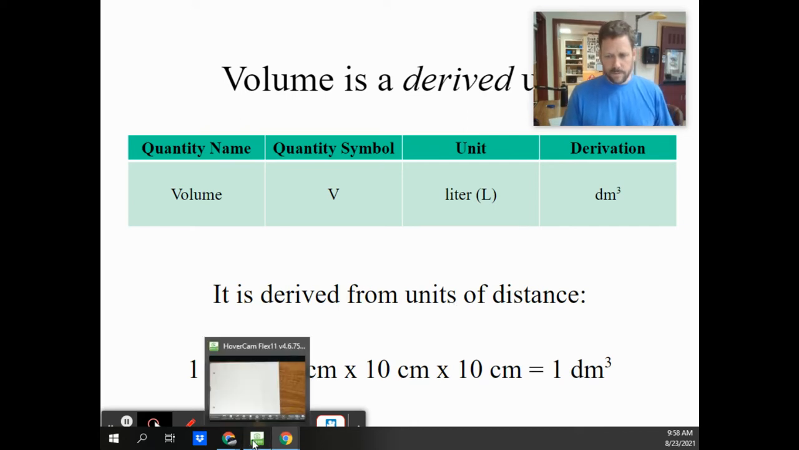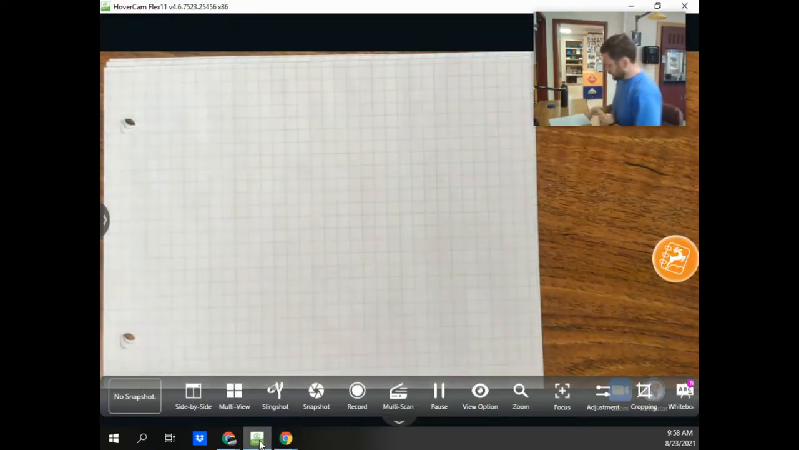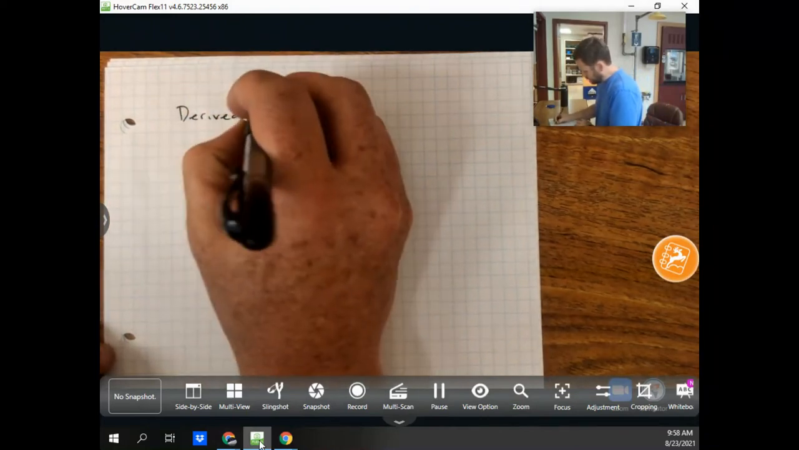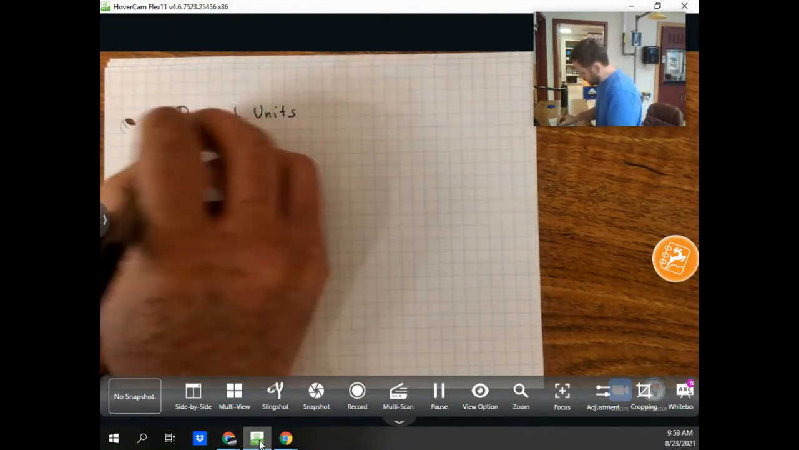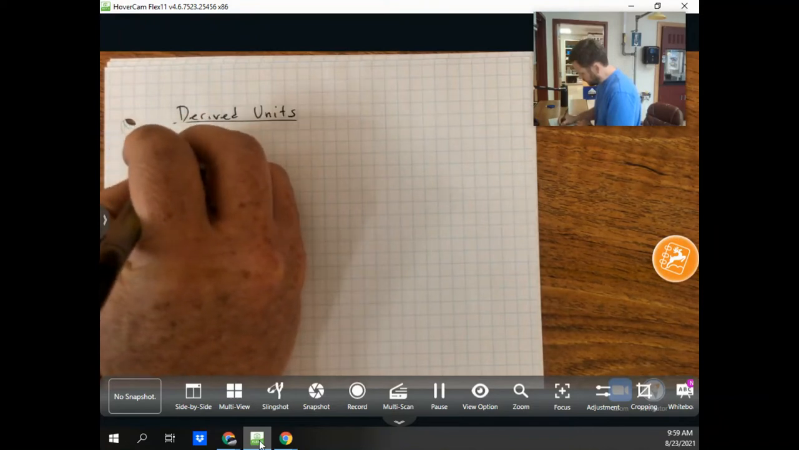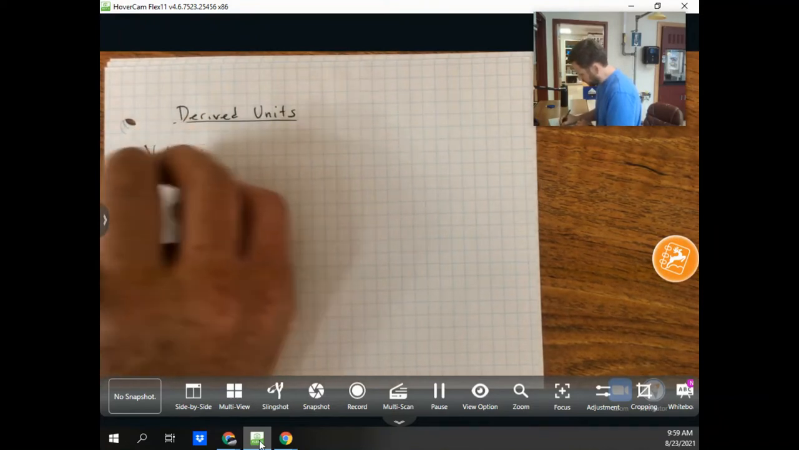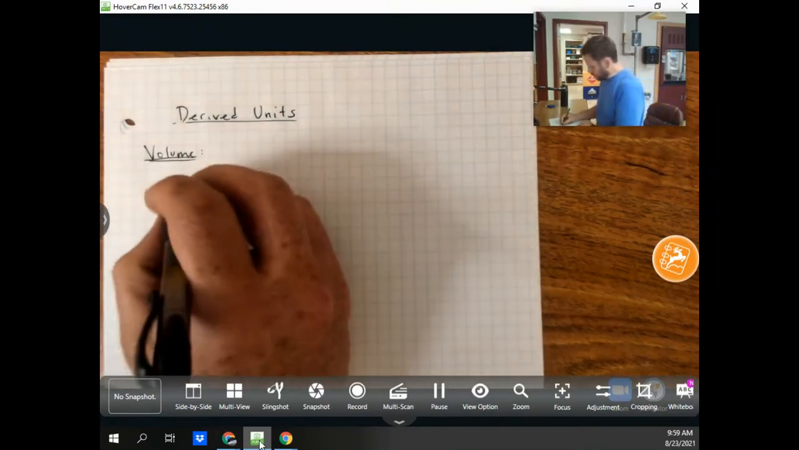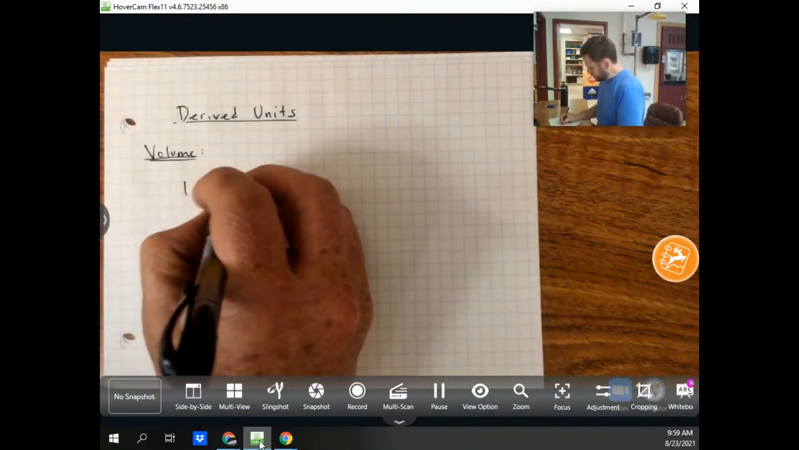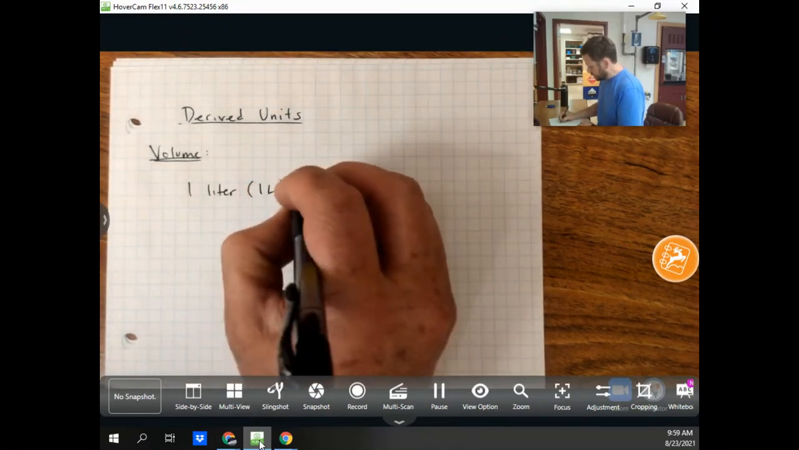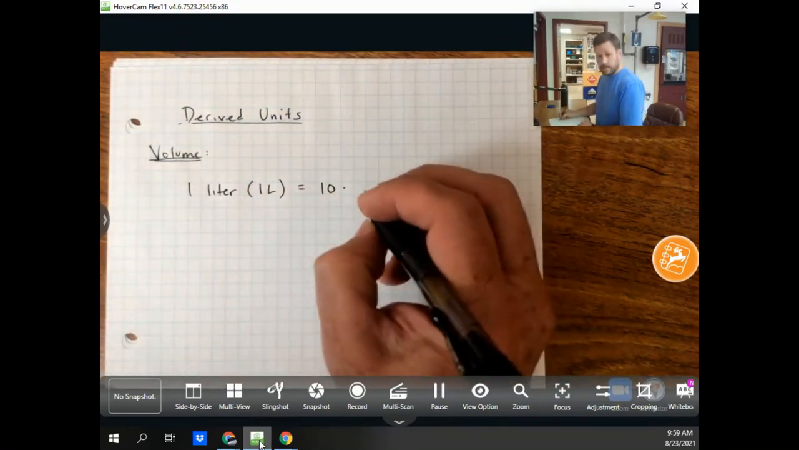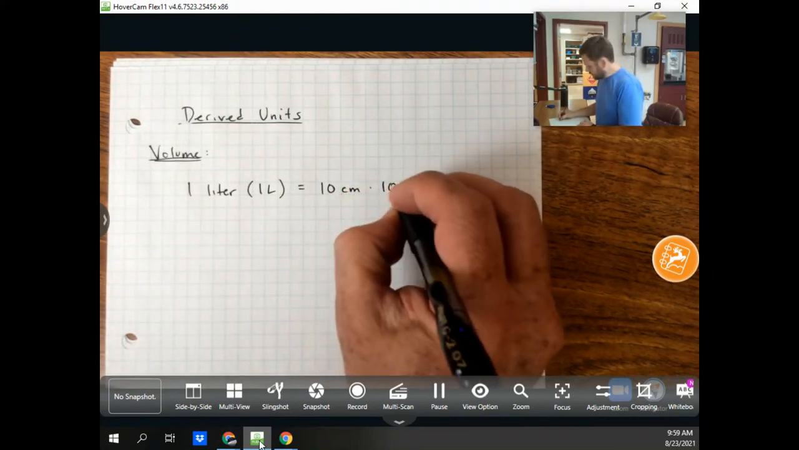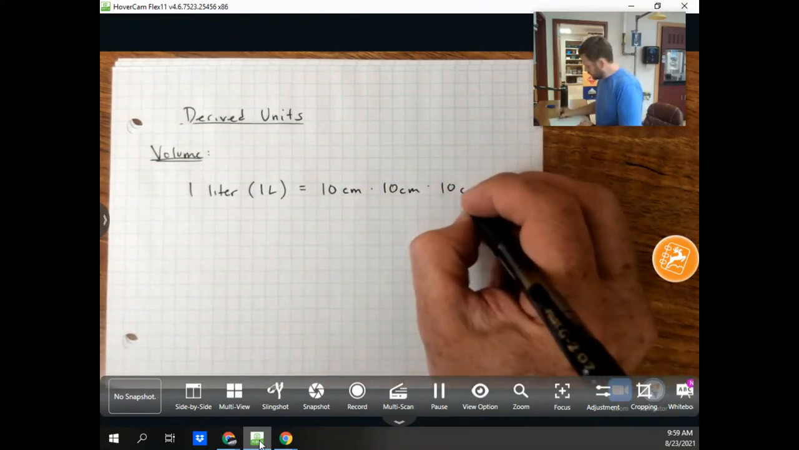So we're going to write down a few things in our notes, starting with the fact that this is a derived unit, and that means it's built from other units. And the first example of a derived unit we're going to talk about is volume. Volume is measured, of course, in liters, and 1 liter, the symbol for liter is an uppercase L, is 10 by 10 by 10 centimeters. So 10 centimeters by 10 centimeters by 10 centimeters.